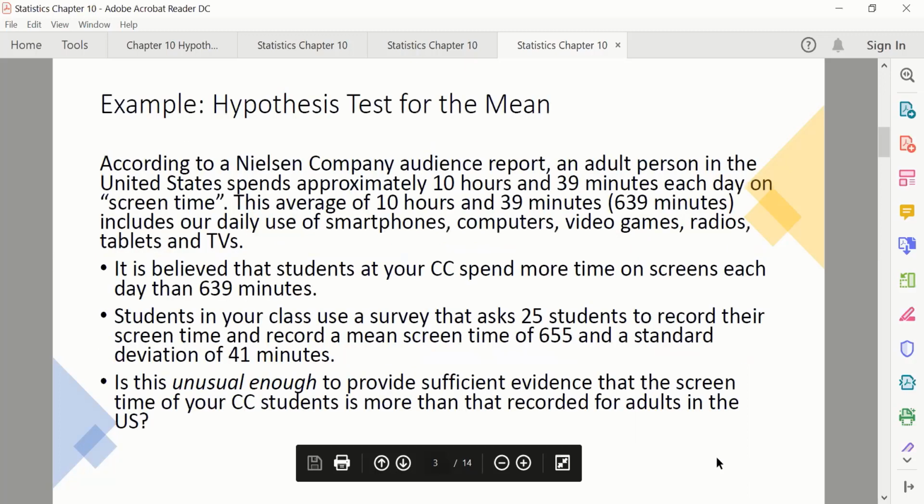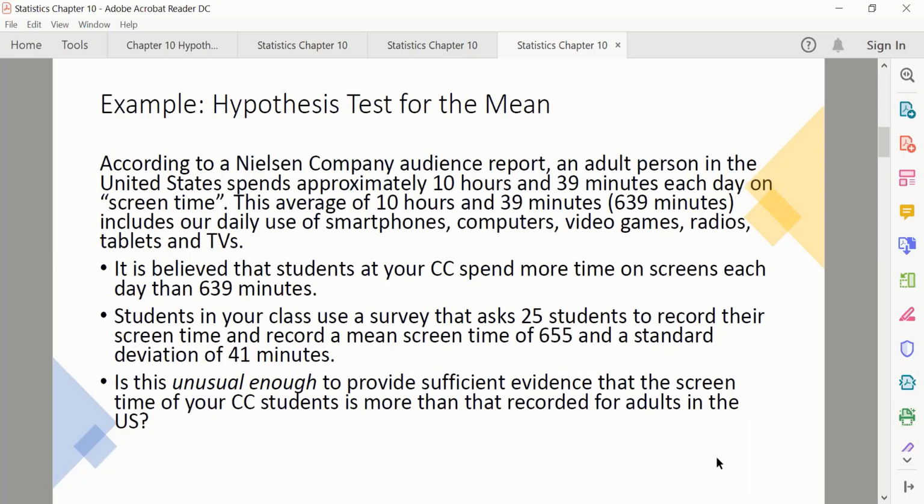Okay, so we're going to start with two examples, one for the mean and one for the proportion. According to a Nielsen Company audience report, an adult person in the United States spends approximately 10 hours and 39 minutes each day on screen time. This average of 10 hours and 39 minutes, or 639 minutes, includes our daily use of smartphones, computers, video games, radios, tablets, and TVs.